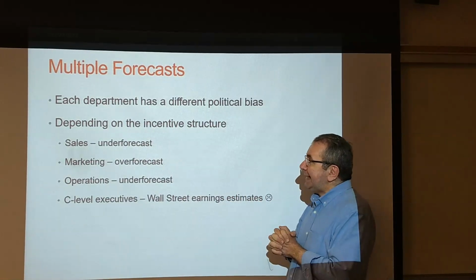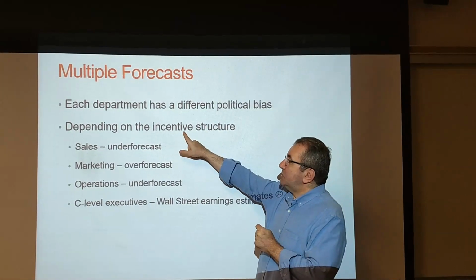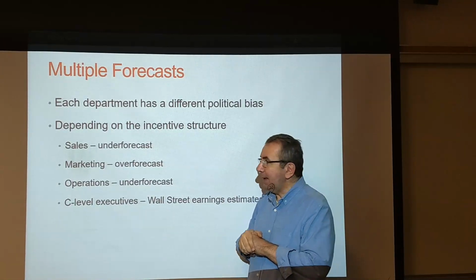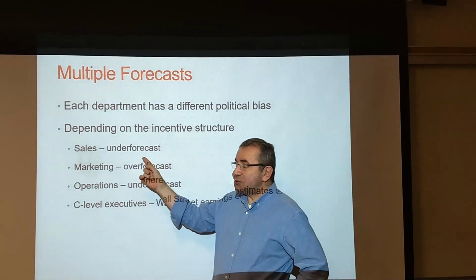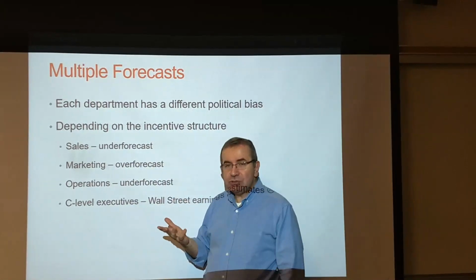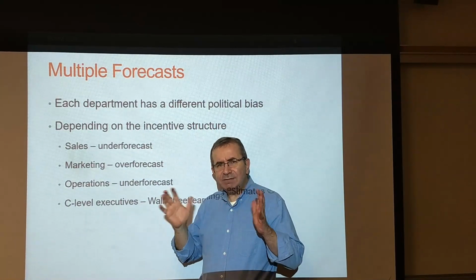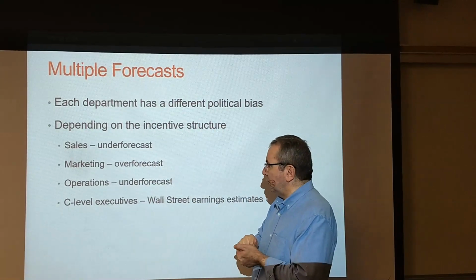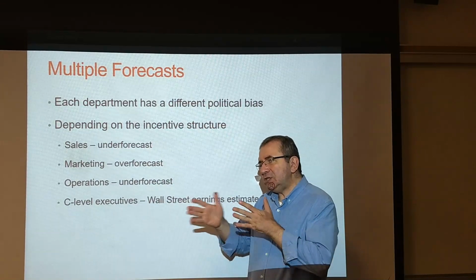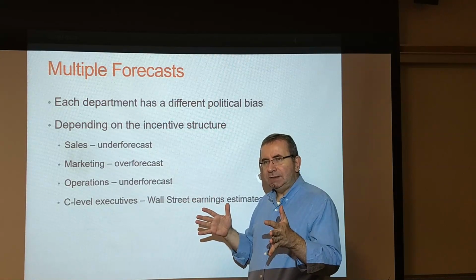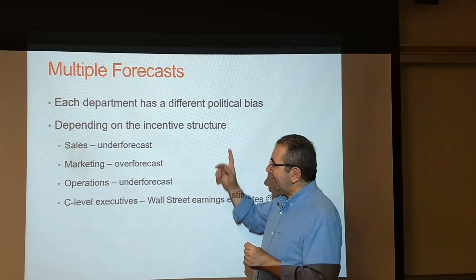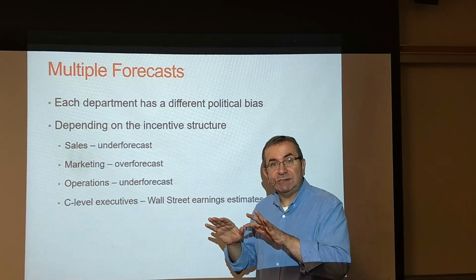And the reason for that is different departments have different incentive structures. Okay, for some departments, it's better to under forecast. For other departments, it's better to over forecast, and so on and so forth. Okay, so the idea is every department has a different goal with the forecast. Okay, so that's why they start with the same numbers and they end up with different forecasts.